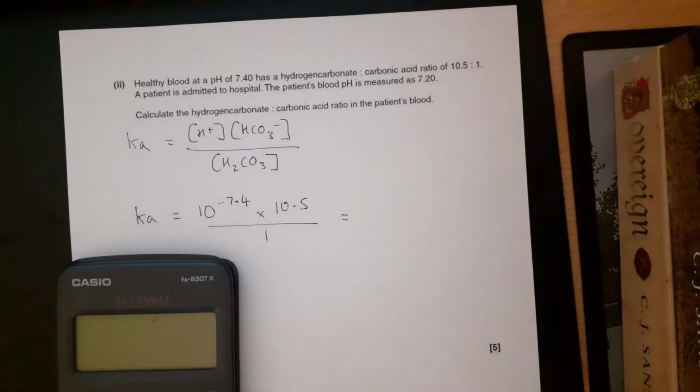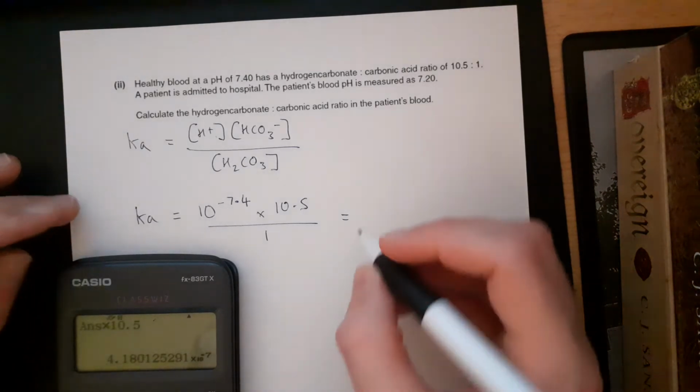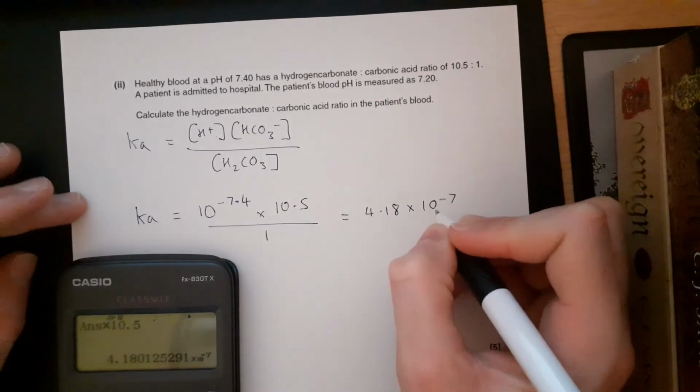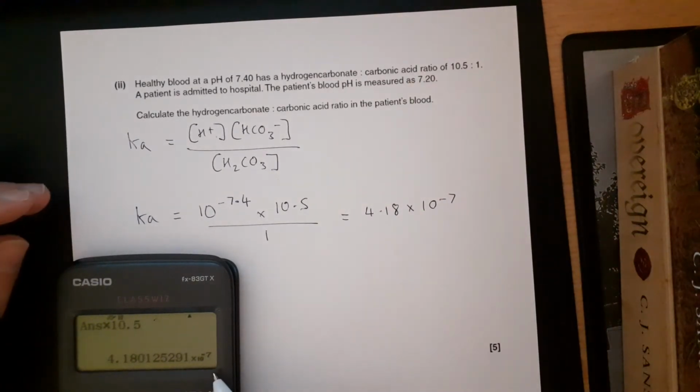So we can put that in and we can calculate the Ka. So let's have a go at that. We're going to say 10 to the power of minus 7.4 times 10.5 and divided by 1. That's pointless. So the Ka value is 4.18 times 10 to the minus 7. Okay, but I'm going to keep the whole number on the calculator.